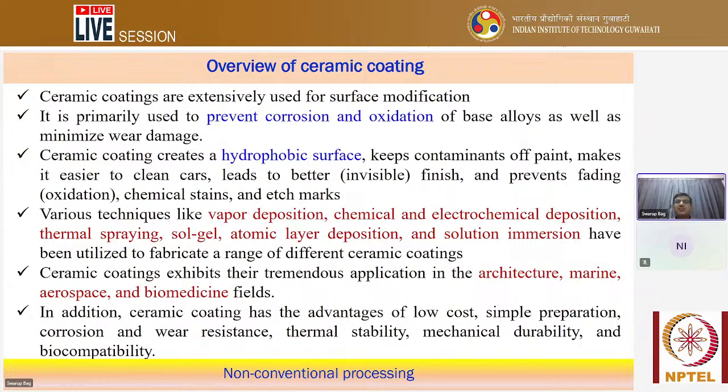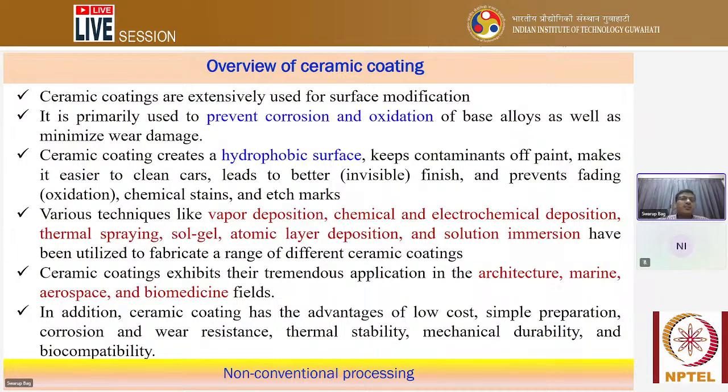In this case, it leads to a better finish and prevents any kind of oxidation over time. And of course, it tries to avoid chemical stains and etch marks. So that is the purpose of ceramic coating, and ceramic coating basically tries to create a hydrophobic surface over the object.